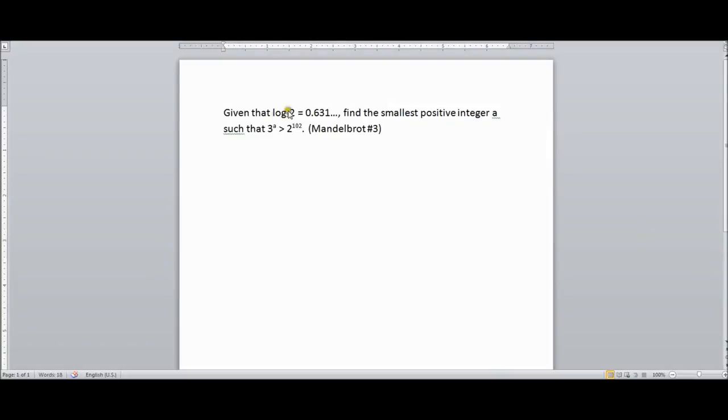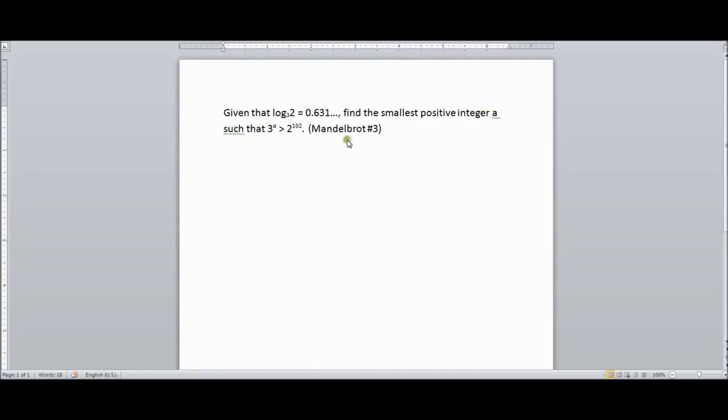Okay, so today we've got a logarithm problem. Given that log 2 is equal to 0.631..., find the smallest positive integer a such that 3^a is greater than 2 to the power of 102.